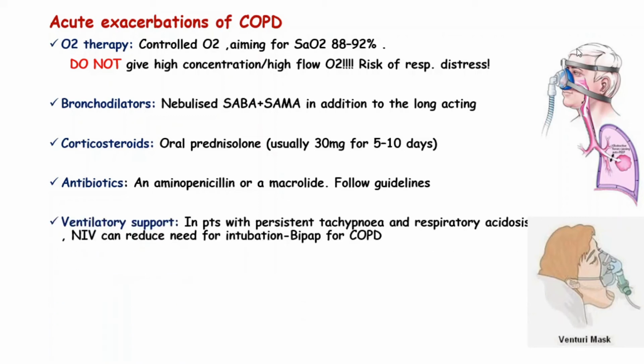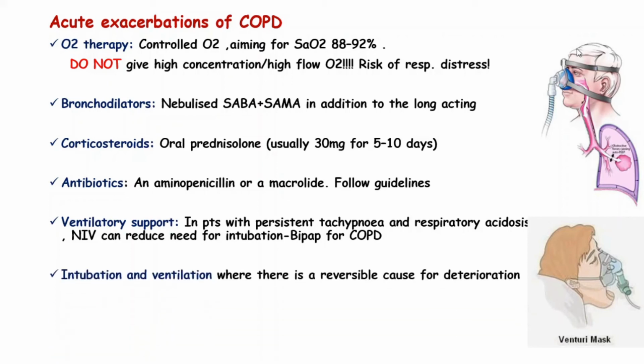And if the patient worsens, there is persistent tachypnea and respiratory acidosis, first non-invasive ventilation is tried, often with a BiPAP. But if the patient worsens and there is a reversible cause for deterioration like pneumonia, intubation and ventilation may be needed. If the patient has peripheral edema or fluid retention or heart failure symptoms, diuretics can be used. So that was all about COPD.